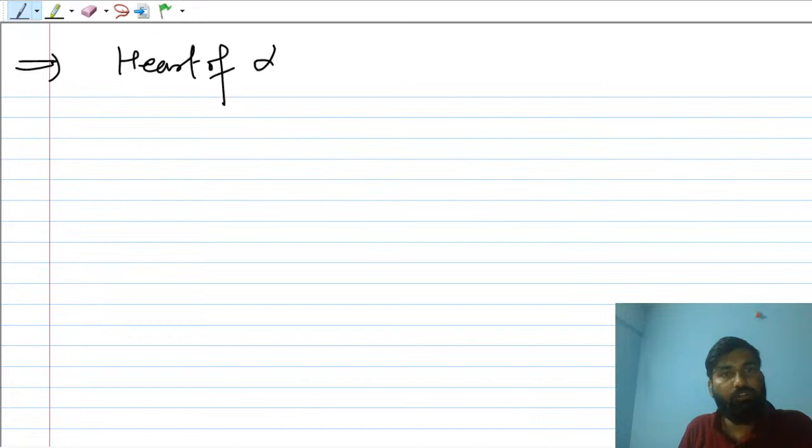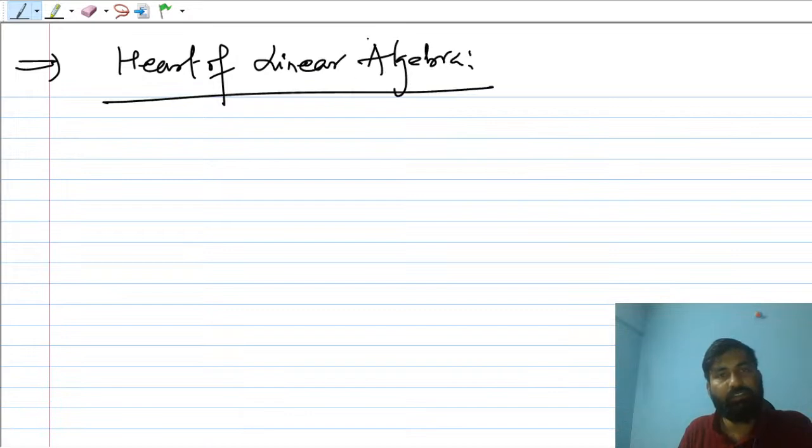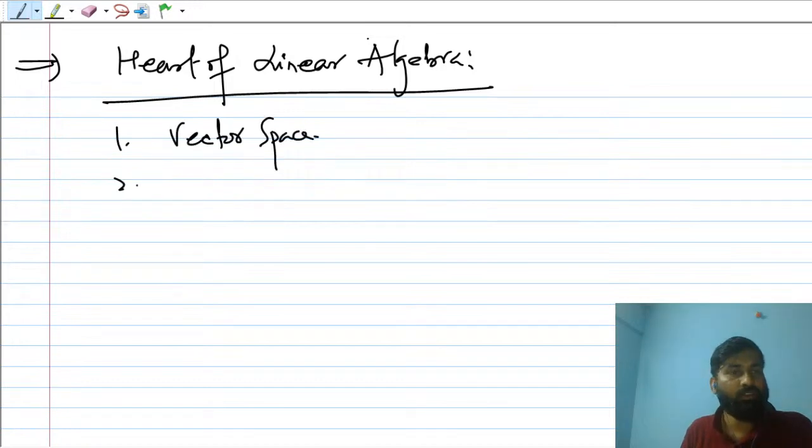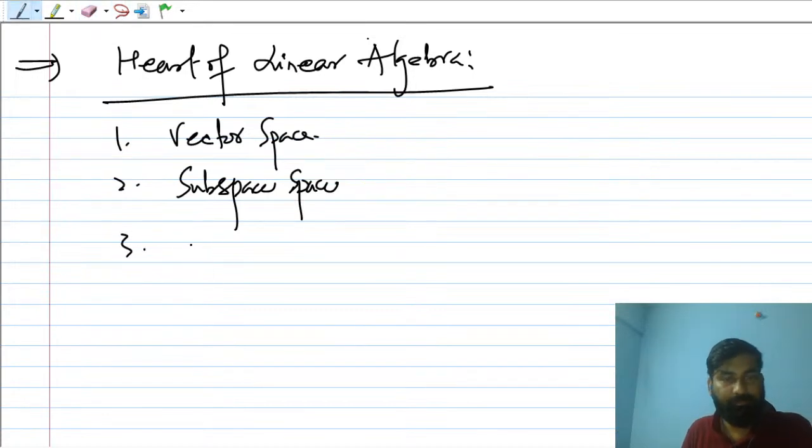The next session topic, what are the topics we have got? It is still the heart of linear algebra. First is vector space, the concept of vector space. Second is the concept of subspace. Third is the concept of linear span. Fourth is the concept of spanning set.